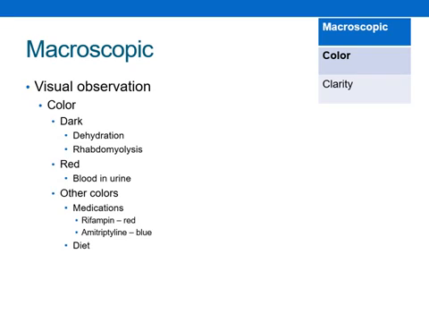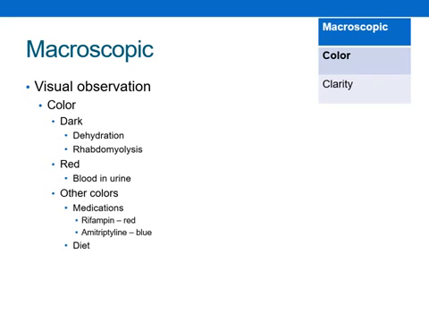The first part to discuss is the macroscopic evaluation, which is simply a visual observation of the urine. So they look at both color and clarity. This test can vary significantly depending on the person and is a very subjective test result. So the first thing that we're going to talk about is the color. A normal color will be anything within the normal yellow range.